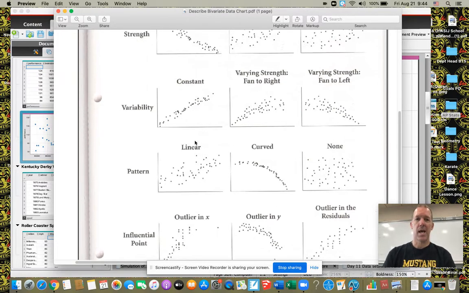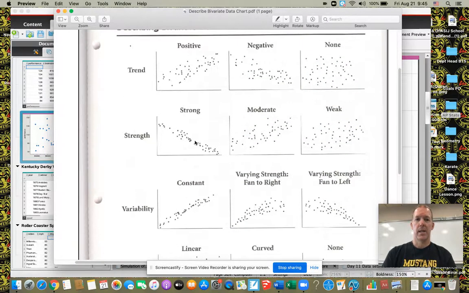And then the spread, I would say, is your strength here. So is it a strong correlation where things are really tight together? So the spread is not very much. Or is it moderate where you have a little bit of spread going on in your data? Or is it a weak association or weak strength where the spread is quite large? Okay, so that's your center, shape, and spread.